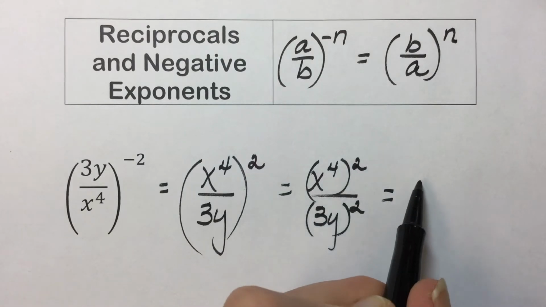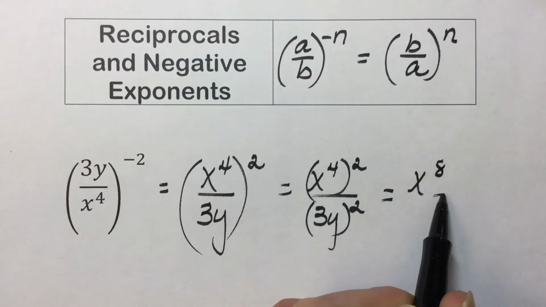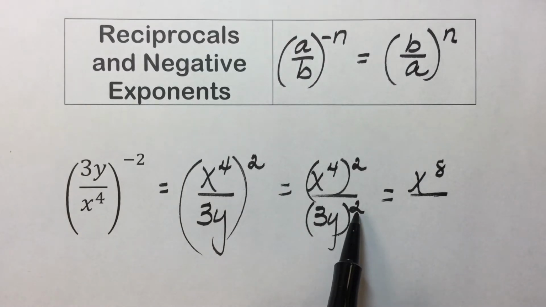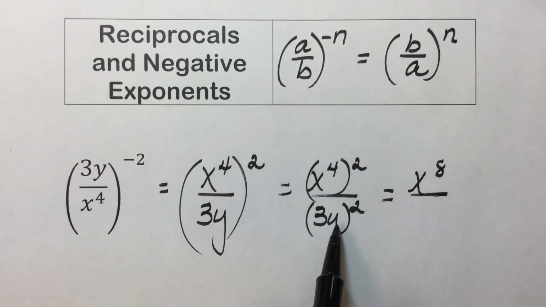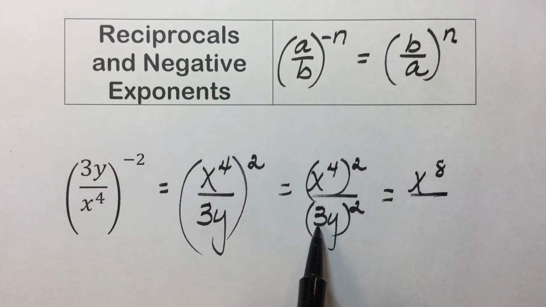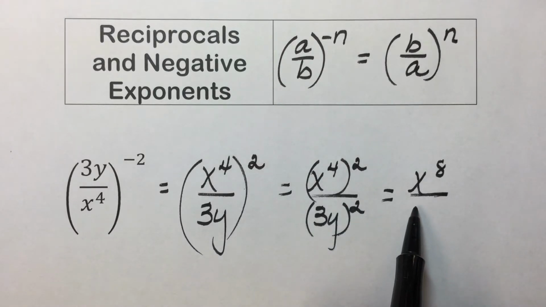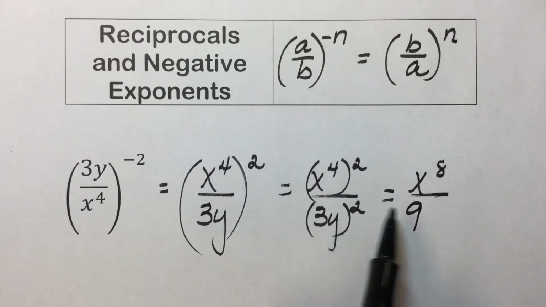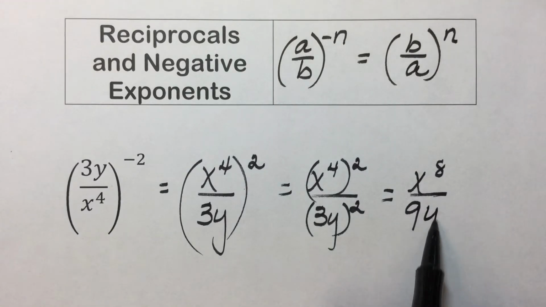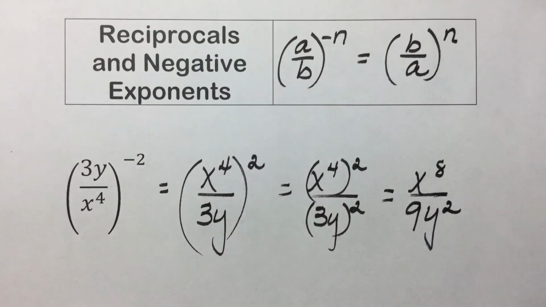We have a power raised to a power, so we'll multiply exponents. Here we have a product raised to the power. Each one of those is raised to the power of 2. In this example, 3 to the power 2, 3 times 3, is 9. y to the power 2 is y to the power of 2.